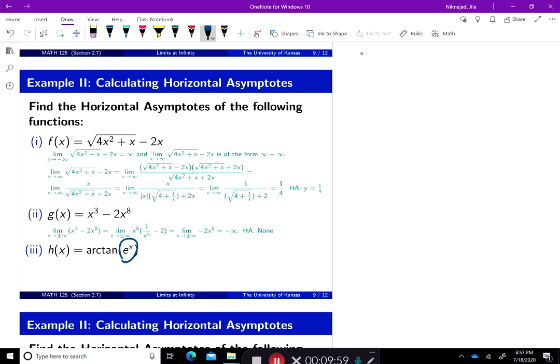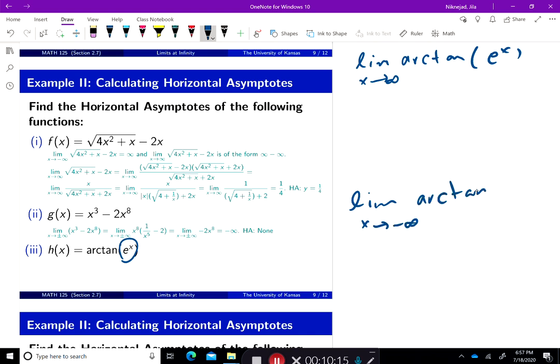So since I'm computing two limits, I'm computing the limit as x goes to infinity of arctan e to the power x, and also the limit as x goes to negative infinity of arctan e to the power x, I need to know what is the limit as x goes to infinity for e to the power x, and the limit as x goes to negative infinity. How do I figure that out? I go back to the picture of it that I remember.